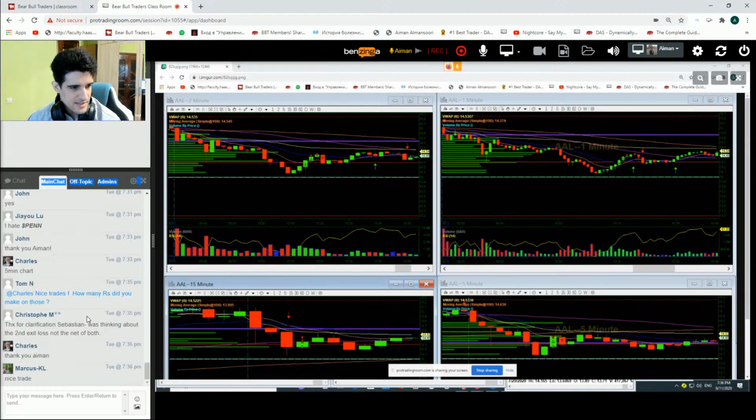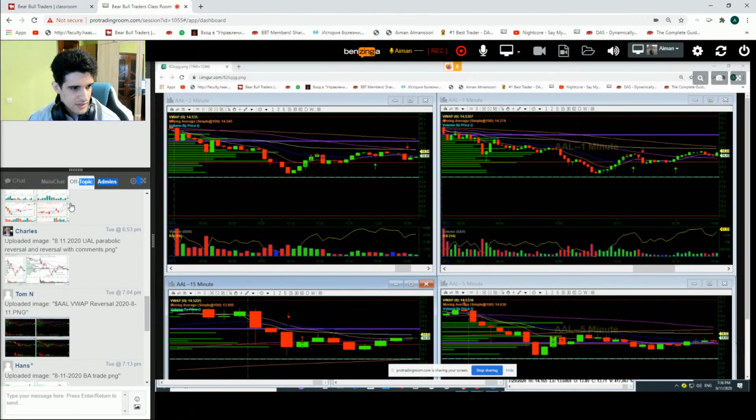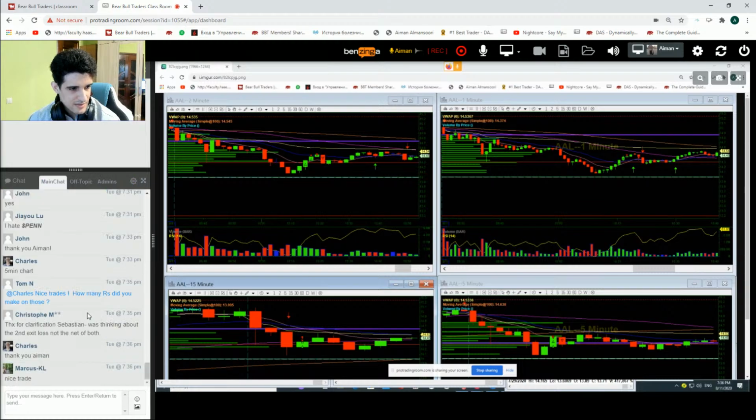Now, let's see this trade here. Tom. So Tom traded L, and let's see what you had there. 3 consecutive candles on the 5 minute chart, right? 1, 2, 3. It's actually the 15 minute chart. That's the 5 minute chart.